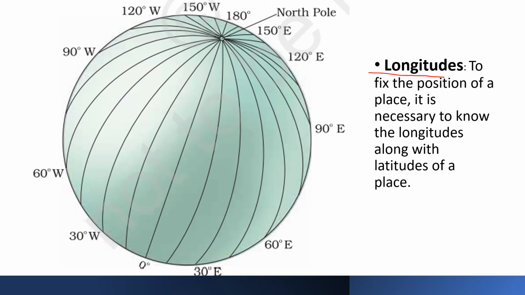And what are longitudes? To fix the position of a place, it is necessary to know the longitudes along with the latitudes of a place. So to locate any place, we need both longitudes and latitudes. So these are latitudes, longitudes, sorry. These lines are longitudes.